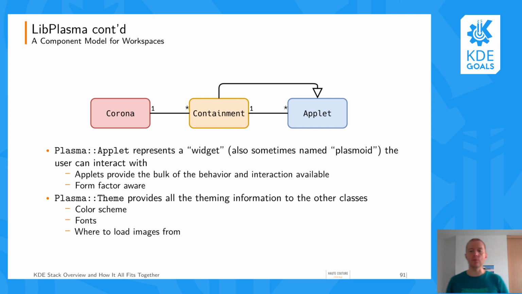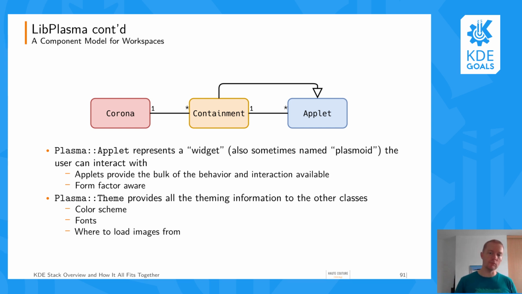Plasma applet represents a widget. Sometimes we call them plasmoids as well. So that's an actual feature that the user can interact with. Applets provide the actual behavior, the interactions. They are also form factor aware. Interestingly, if you look here, containments are applets, right? So containments contain applets, but they are themselves also applets, okay?